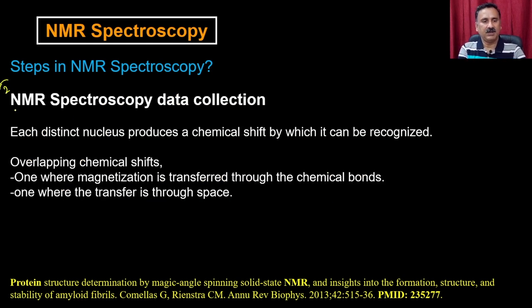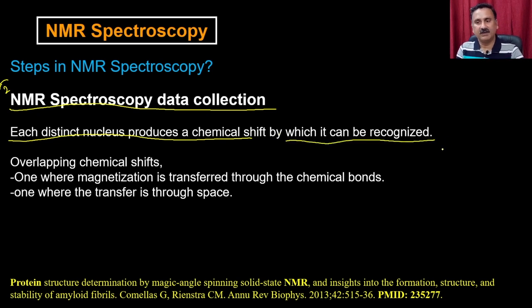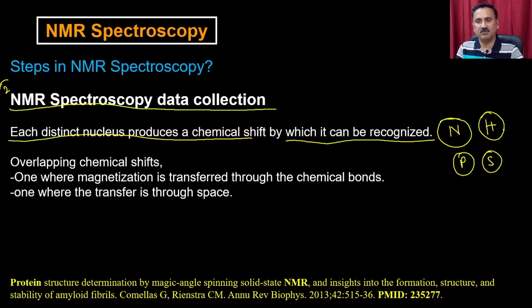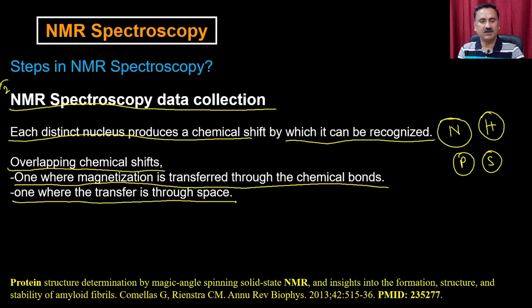The second step is NMR spectroscopy data collection. Each distinct nucleus produces a chemical shift by which it can be recognized. For example, you can have it for nitrogen, for hydrogen, for phosphorus, for sulfur, and so on. All these are collected with the help of different types of NMR probes, for example nitrogen probes, hydrogen probes, phosphorus probes, sulfur probes, and so on. Then you can also have overlapping chemical shifts. One where the magnetization is transferred through the chemical bond, and one where the transfer is through the space.